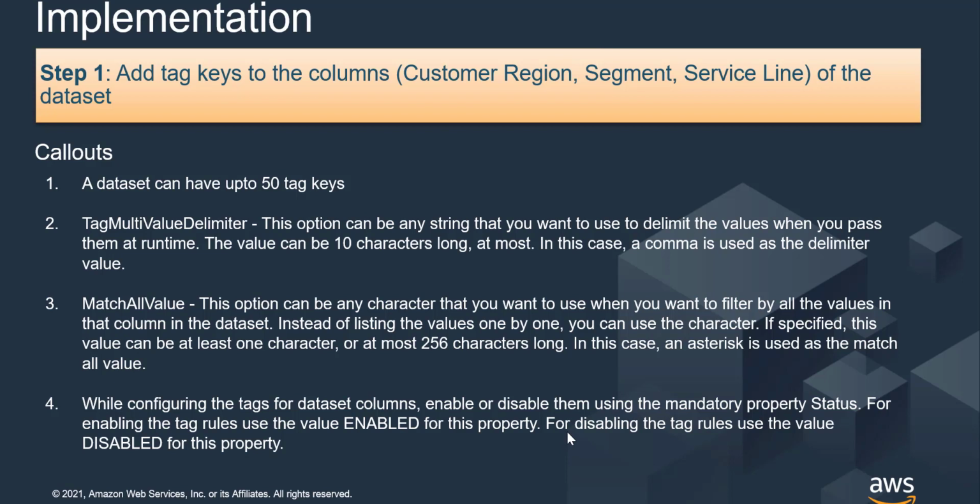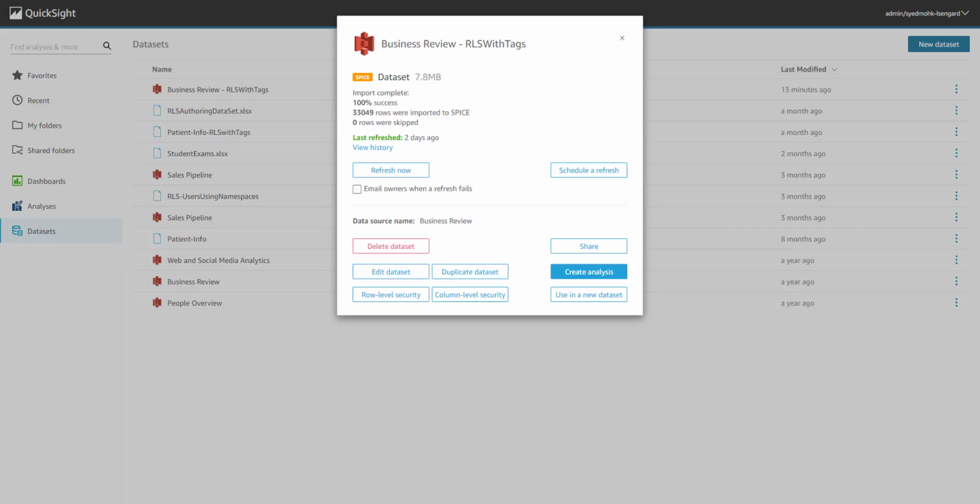Let me quickly show you a sample of my data set of how I have enabled the tag keys. So this is my data set that I'm using for the sample. It is called Business Review RLS with tags. And I have used the update dataset API to create the tags on my three columns. Let me quickly show you the describe dataset result of that.